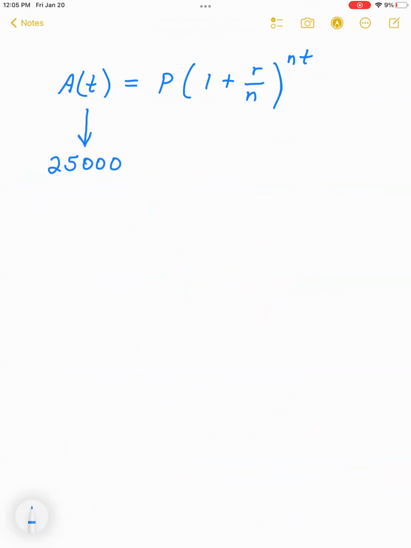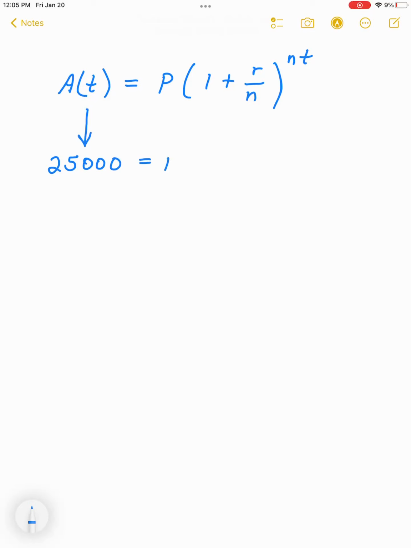Okay, so first, let me write down our formula that we're allowed to use, because we're compounding at certain intervals of time. So you always want to use this particular equation. We have A of t equals P times (1 plus r over n), and that's raised to the n times t power. I'm going to plug in the various things that we know. We know the future value of the account balance. That's going to be the $25,000. So that's the A of t right here.